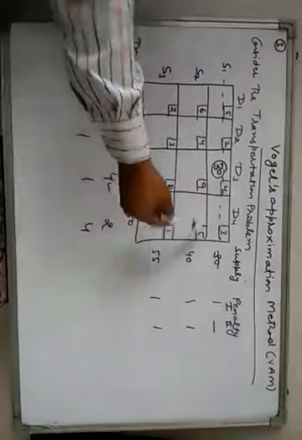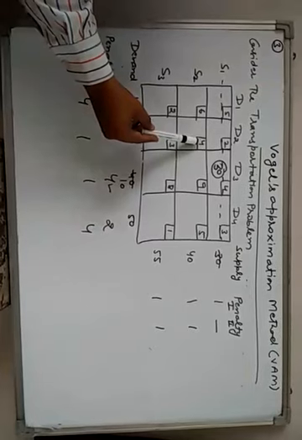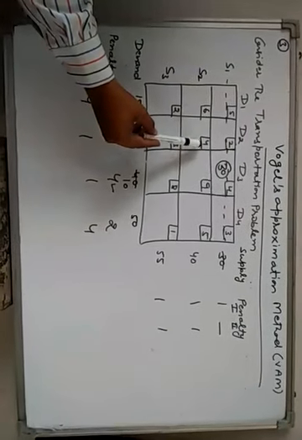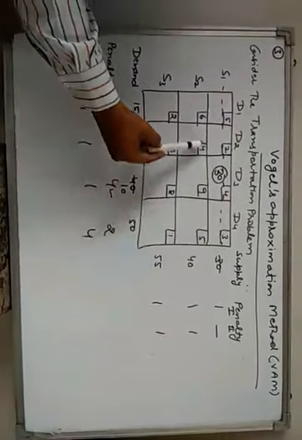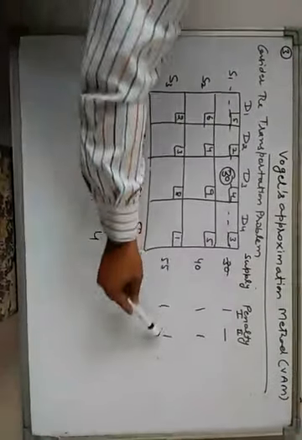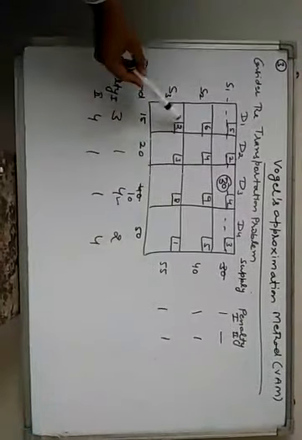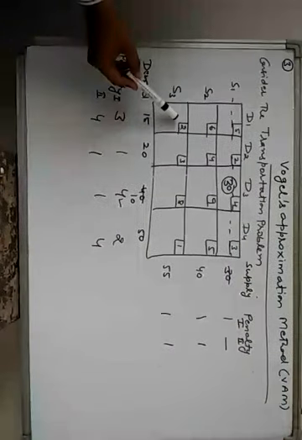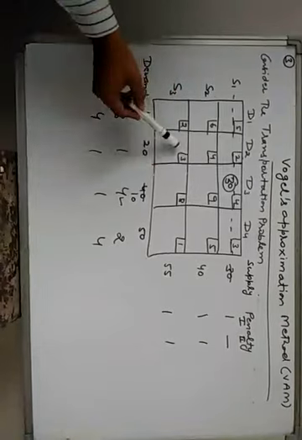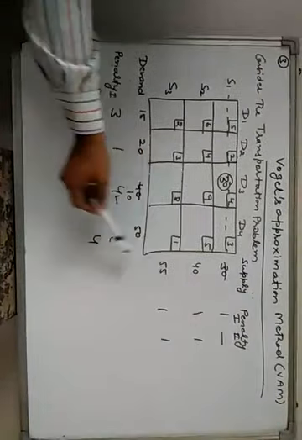The penalty for this row: the smallest cost is 4 and the next higher cost is 5. Difference of 4 and 5 is 1. Difference of 1 and 2 is 1. Now column wise, as this is crossed, the difference of 4 and 6 and 2 is 4. Difference of 4 and 3 is 1. Difference of 9 and 8 is 1. Difference of 5 and 1 is 4.